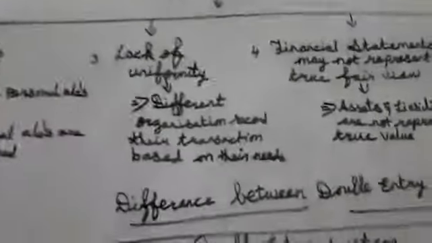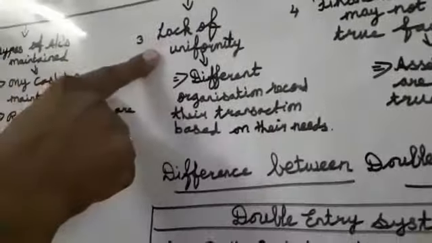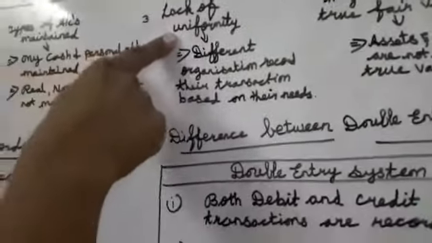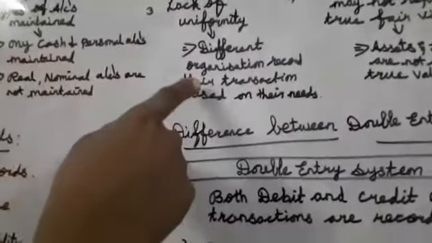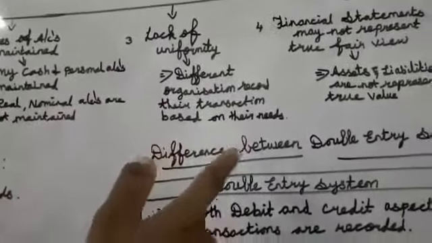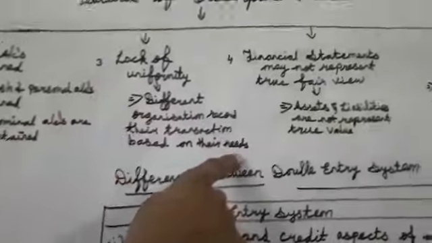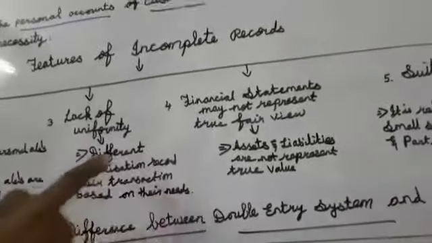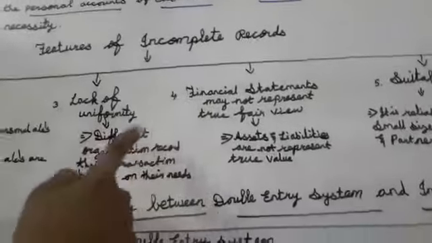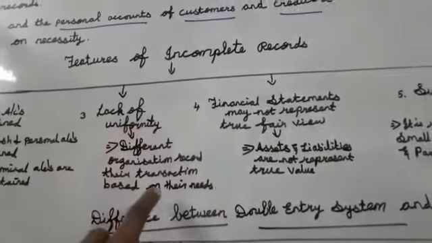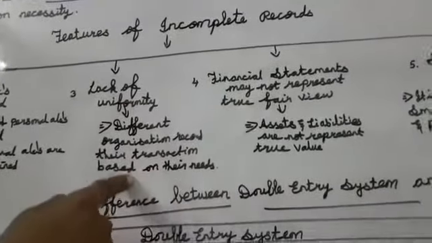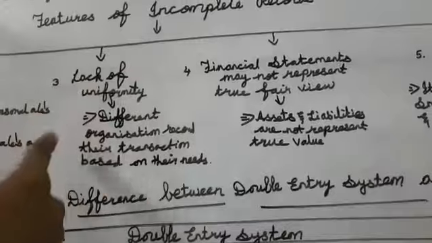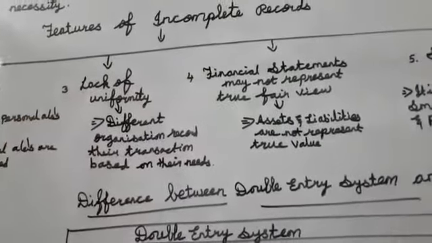Next, the third one, lack of uniformity. Lack of uniformity in the sense that different organizations record the transactions based on their needs. So the books of account of all the organizations are not uniform. So that's why we say this is one of the features of incomplete records.